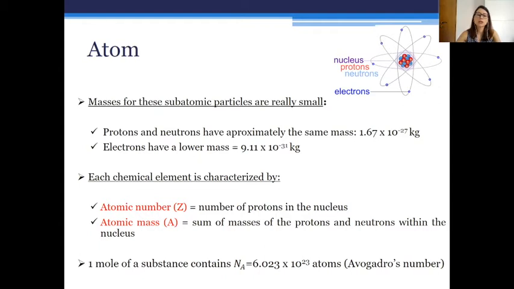Each chemical element is characterized by two values. The first one is the atomic number. We write it Z. It is the number of protons in the nucleus. The other parameter is the atomic mass, A, which is the sum of masses of the protons and neutrons within the nucleus. And let's remember that 1 mole of substance contains 6.023 × 10²³ atoms, which is the Avogadro's number that is really useful for some calculations.